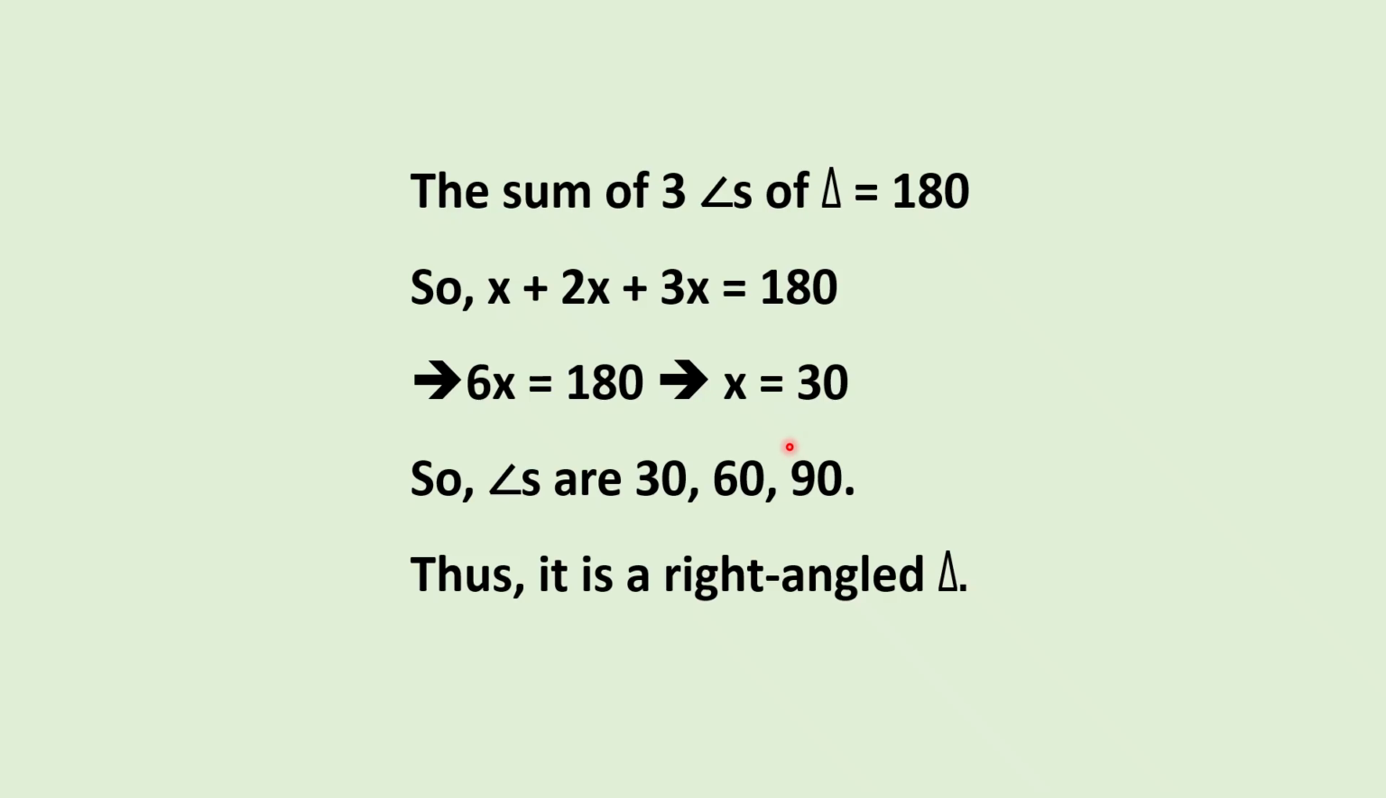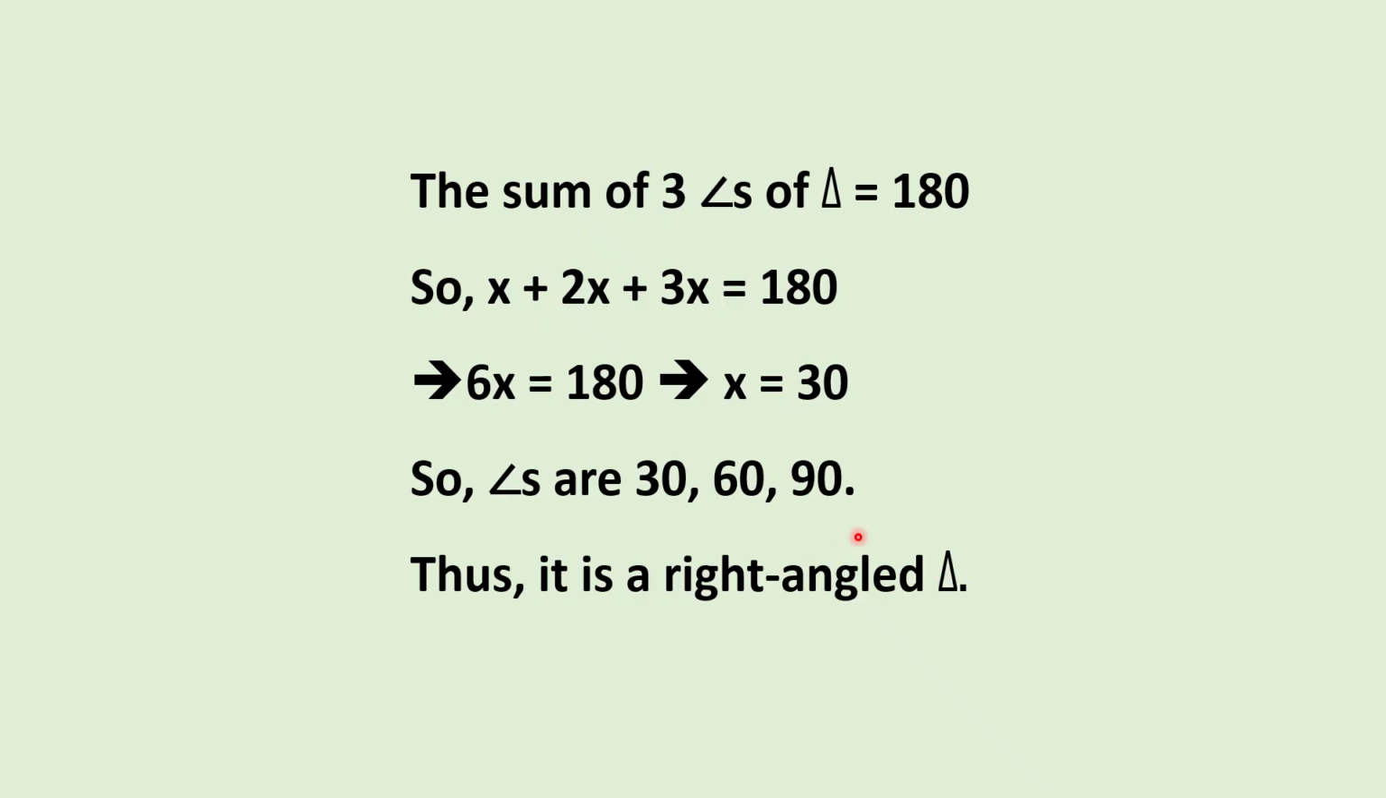Now for the time being, concentrate on 90. One of the angles is 90. That means it is a right angle triangle. It was not mentioned, but when you add the three angles and put them equal to 180, you get that one of the angles is 90 degrees. So that means it is a right angle triangle or right triangle.